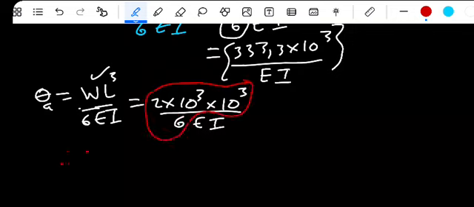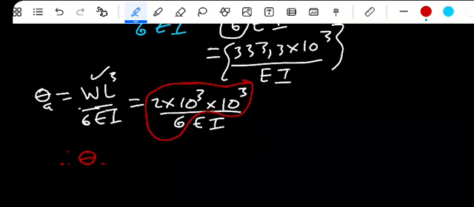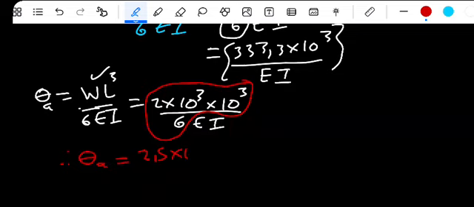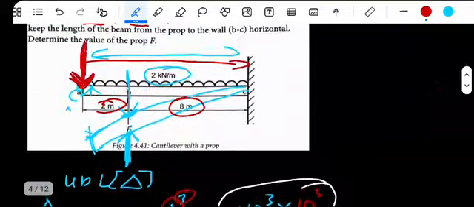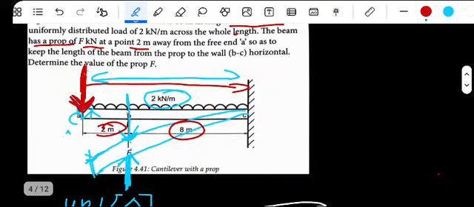Therefore the angle there, the slope at A, must be equal to what? To 2.5 times 10 to the power of 6 divided by EI. Alright, this is what we have. Then the slope, we were done with this part. Anyway, now let us go to this point.